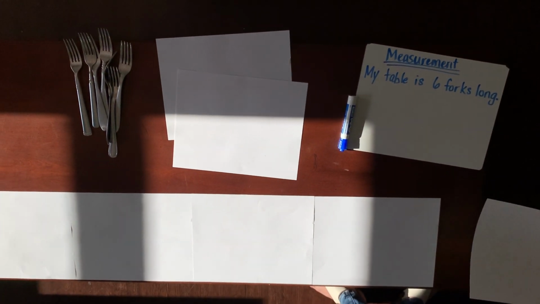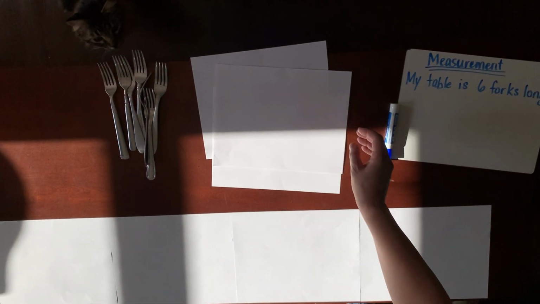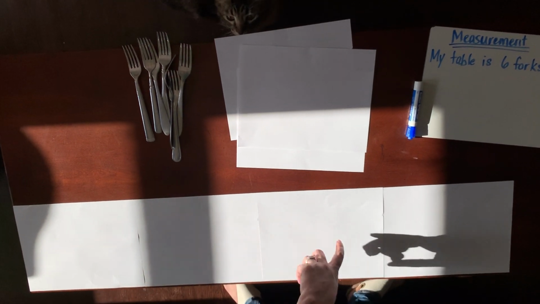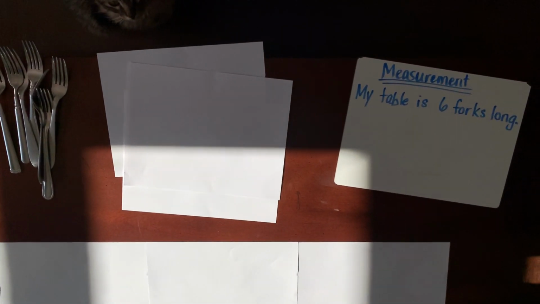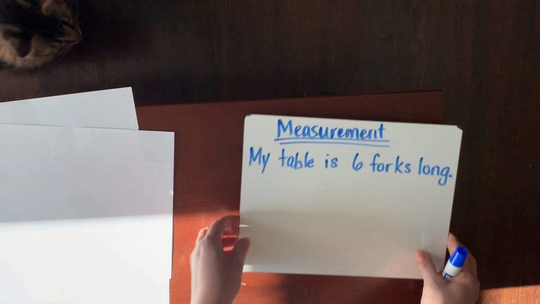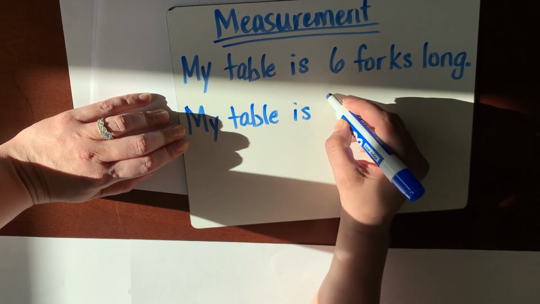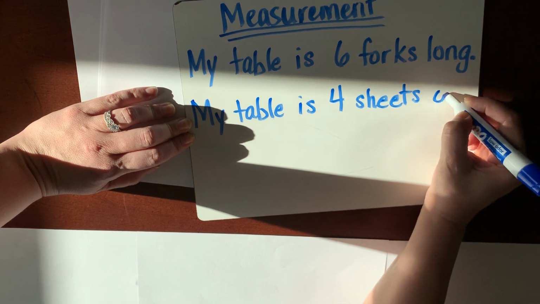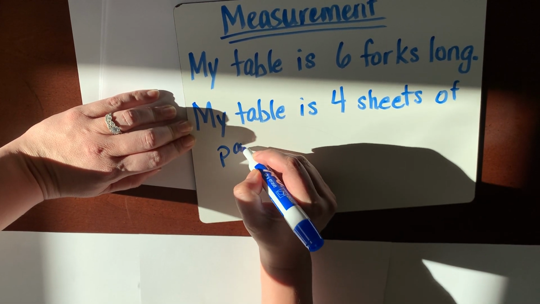Okay. The table is shorter than this paper, so I'm not going to use this one because it's not even half a paper. So I'm just going to count these. 1, 2, 3, 4 sheets of paper. I'm going to write that down too. My table is 4 sheets of paper long.